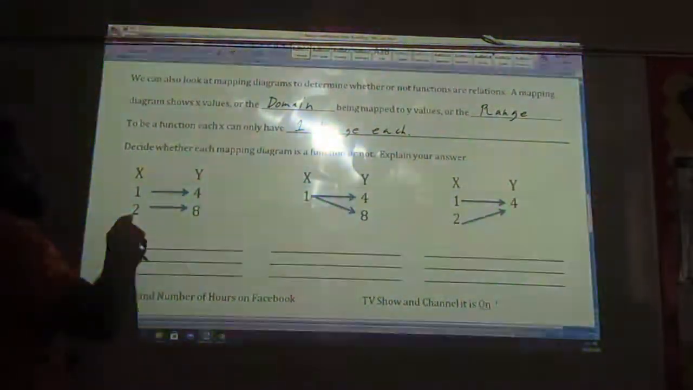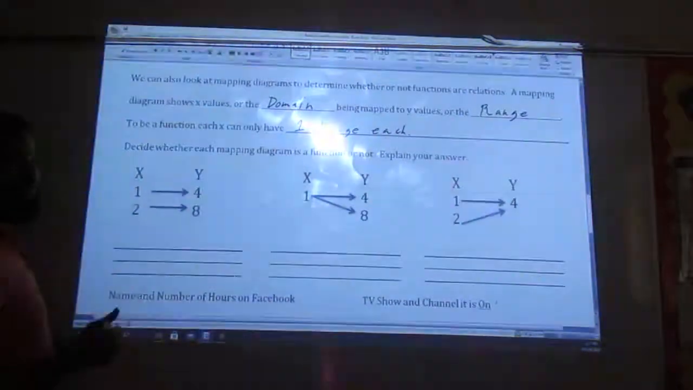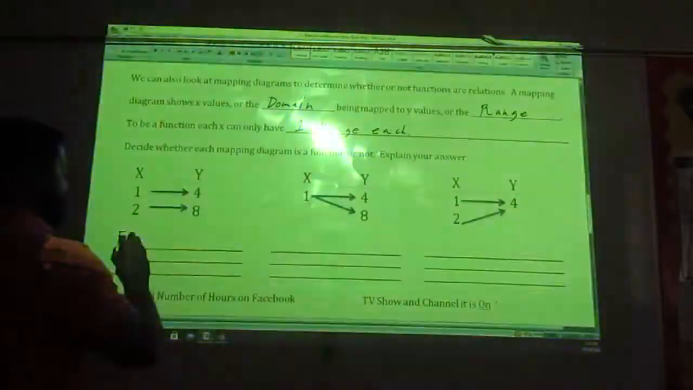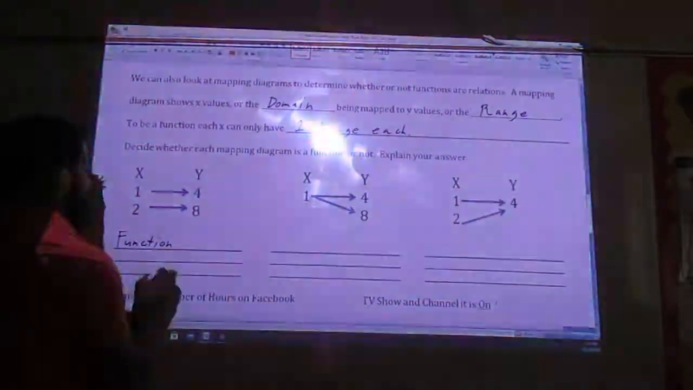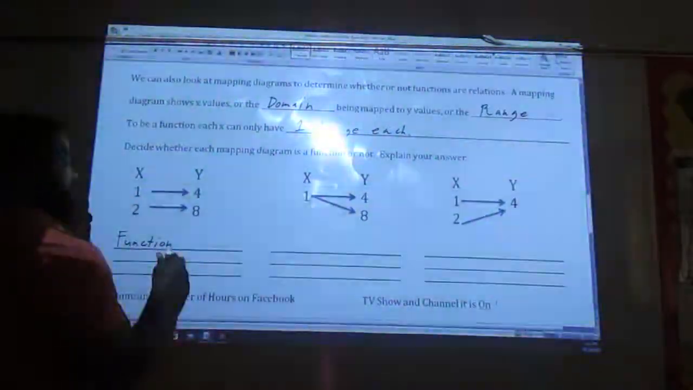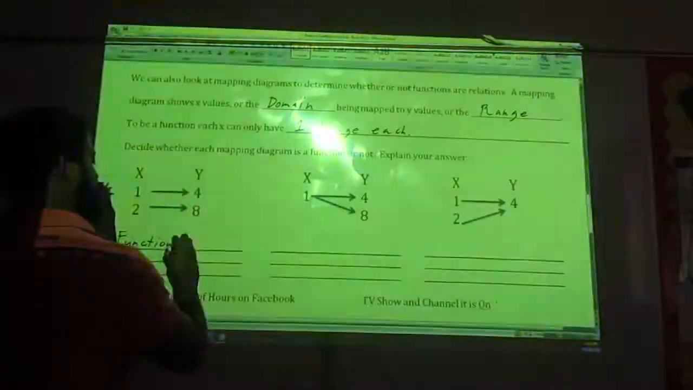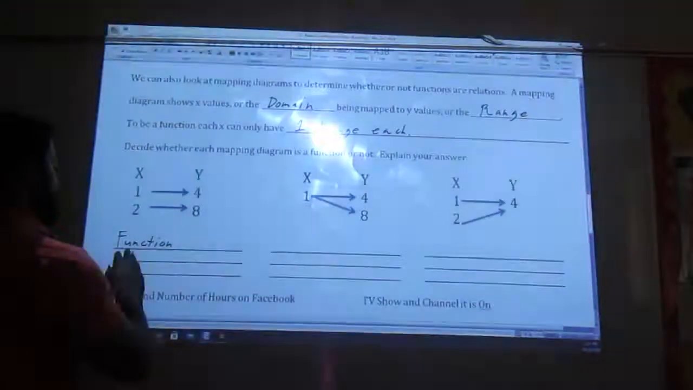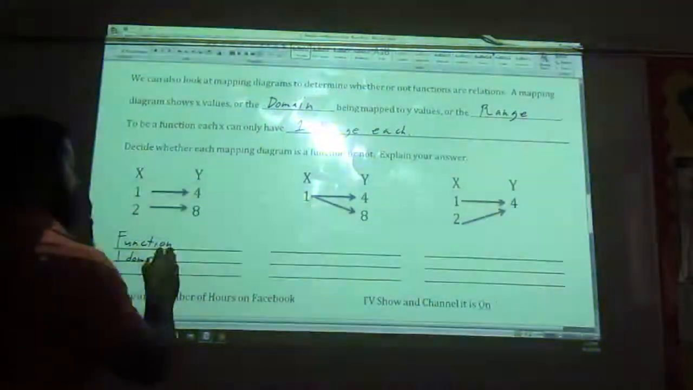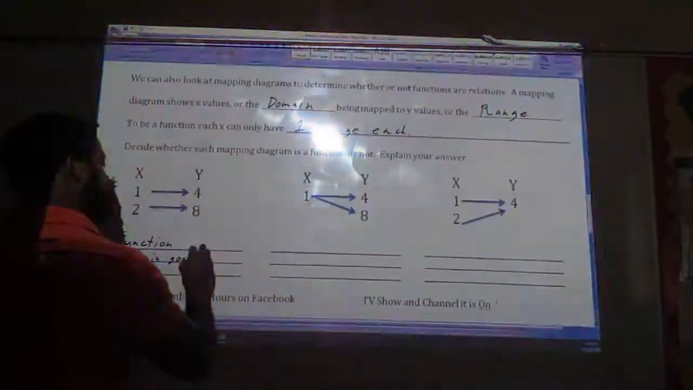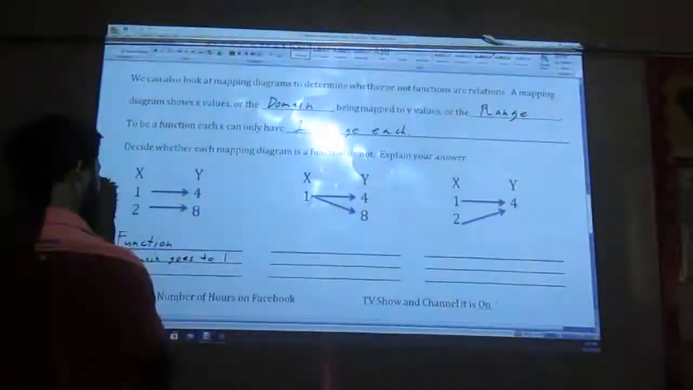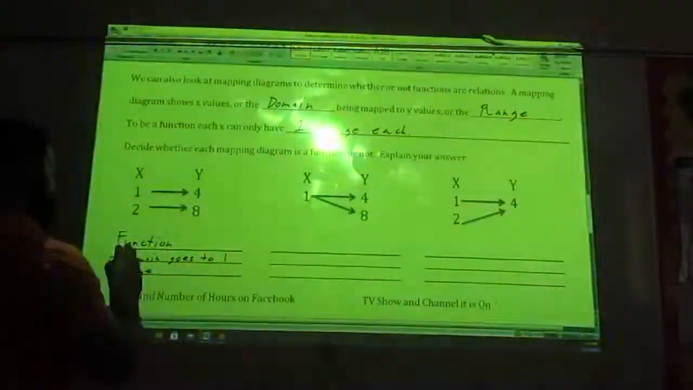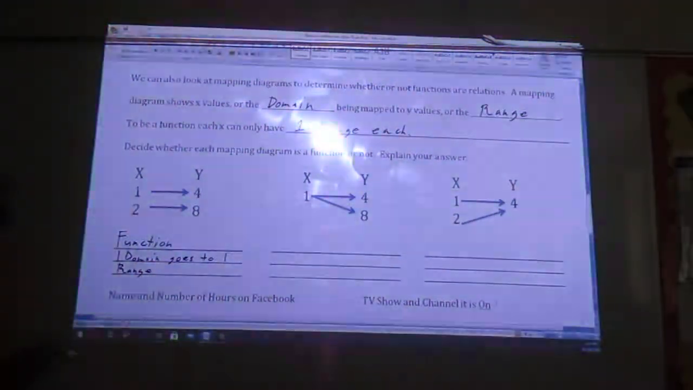1 goes to 4, 2 goes to 8. Is this a function? Yes, this is a function, because one domain goes to one range. Let me capitalize domain. There we go. That's why.